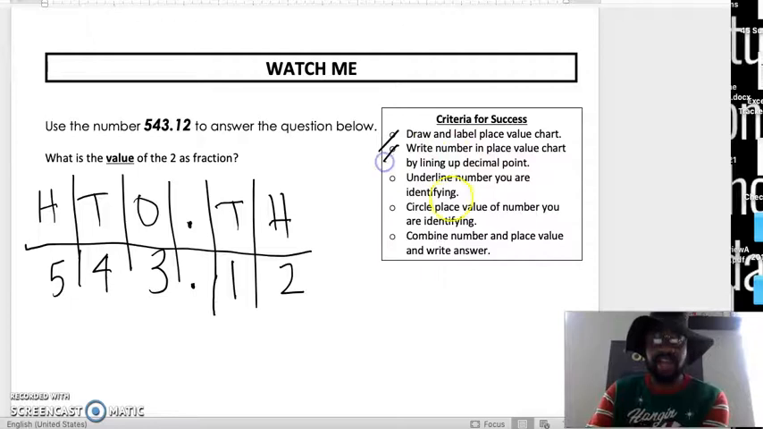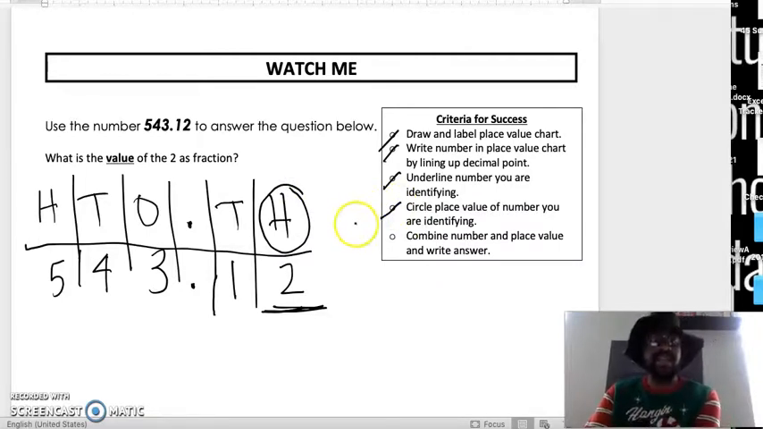Step 3 says underline the number we're trying to figure out. Well, we are trying to figure out the value of the 2. So the 2 is here. This is what I'm underlining. Then I'm going to circle the place value that it's in. The 2 is in this hundredths place value. So that means that I have 2 hundredths.